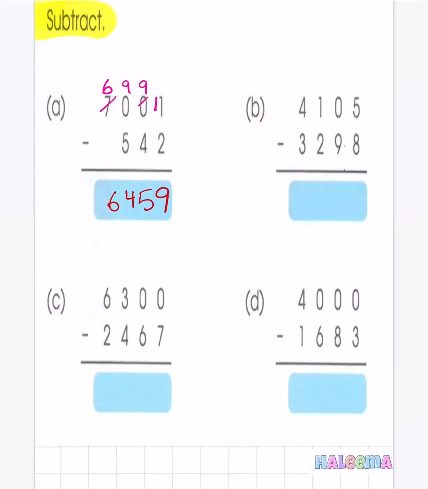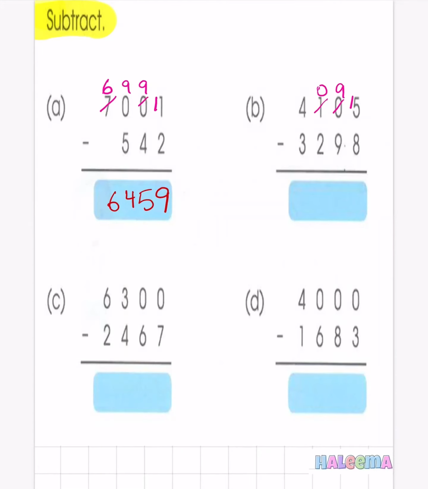Starting from the ones place. Have a look at the number. 5 minus 8 is not possible. What we're going to do is borrow it from our neighbor. But our neighbor is a 0. Let's jump off to another neighbor. We're going to borrow it from 1. So 1 will become 0. 5 will become 15. And 0 will become 9, right?